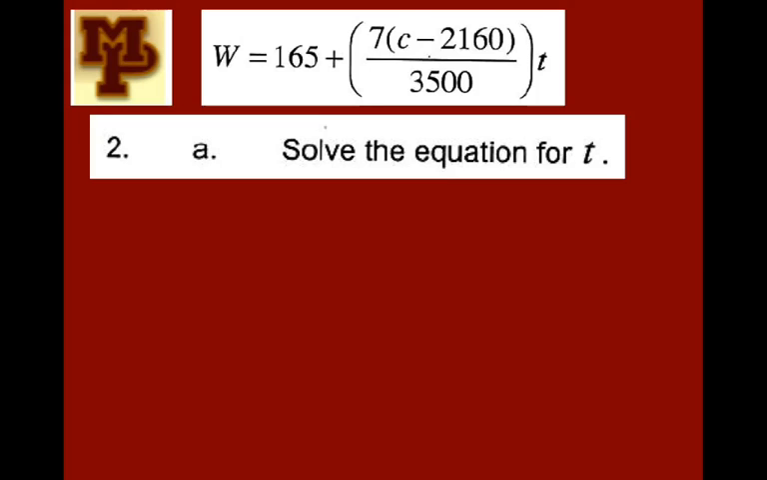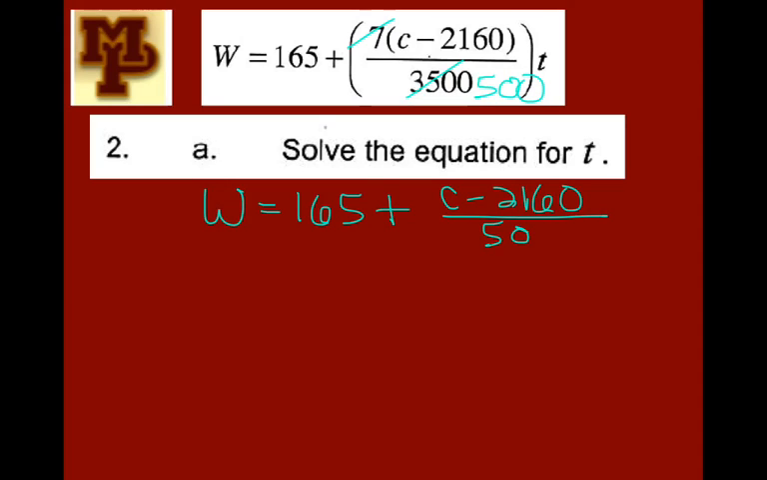Now solving this one for T, let's try to get this by itself. Let's first do the same thing we did before. 7 goes into 3,500 500 times. So we're going to change our equation so it's a little easier. We're going to go W equals, same as last time, 165 plus C minus 2160 divided by 500, and then we have that T on the outside.